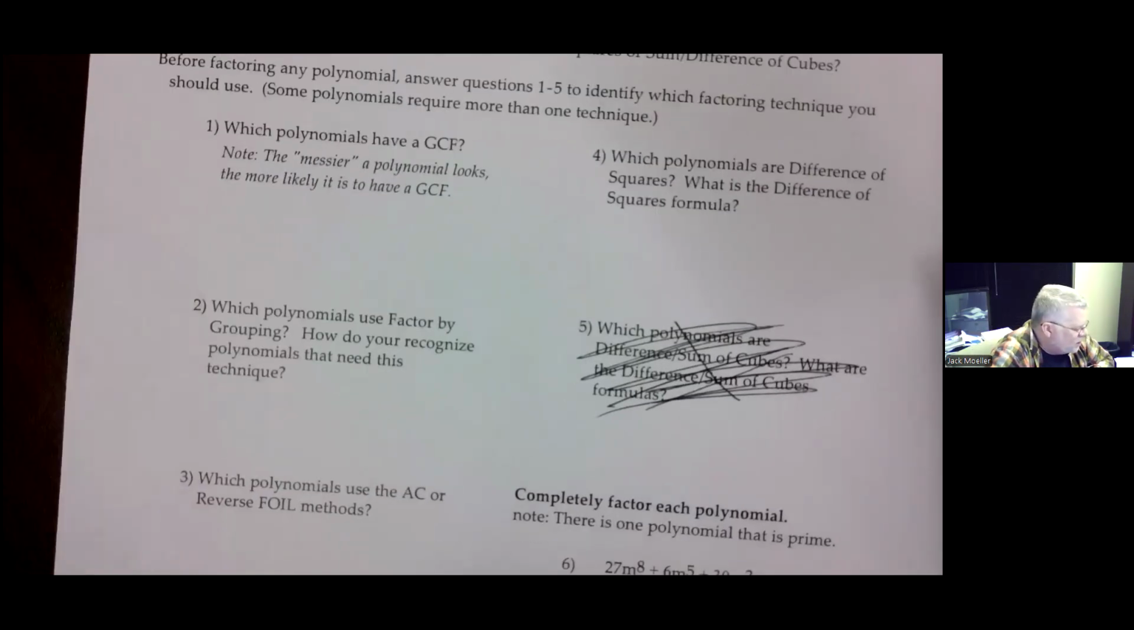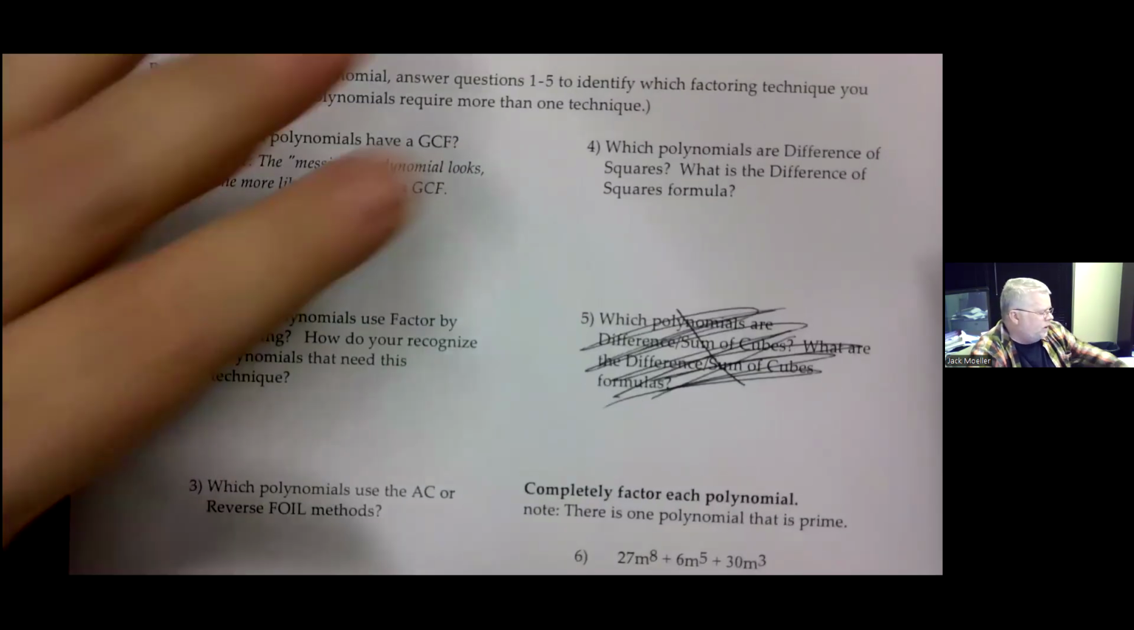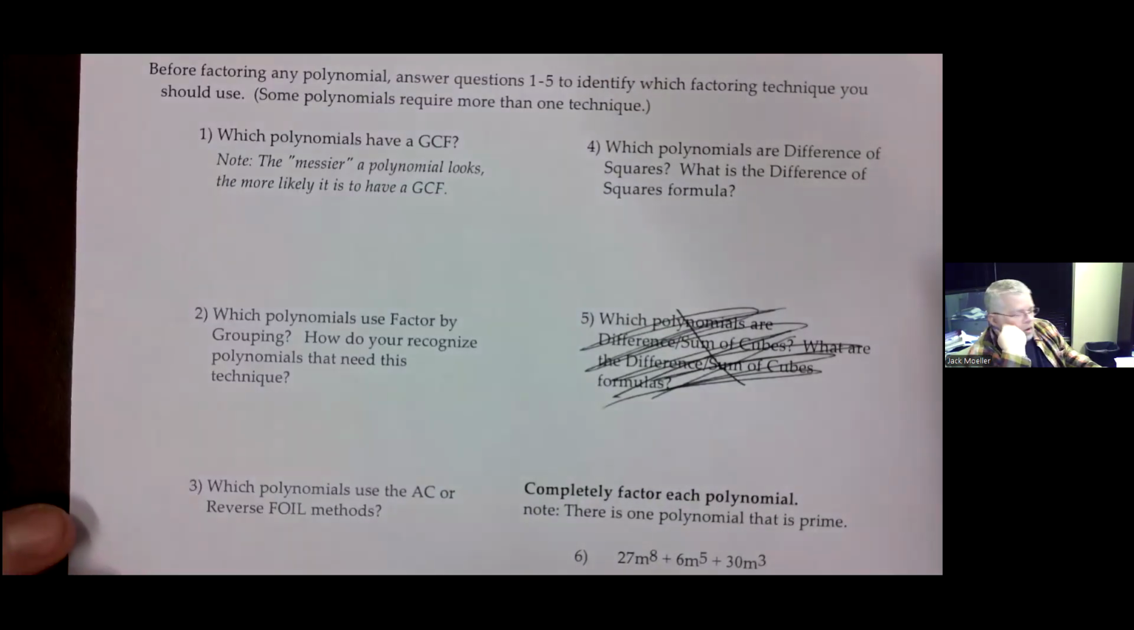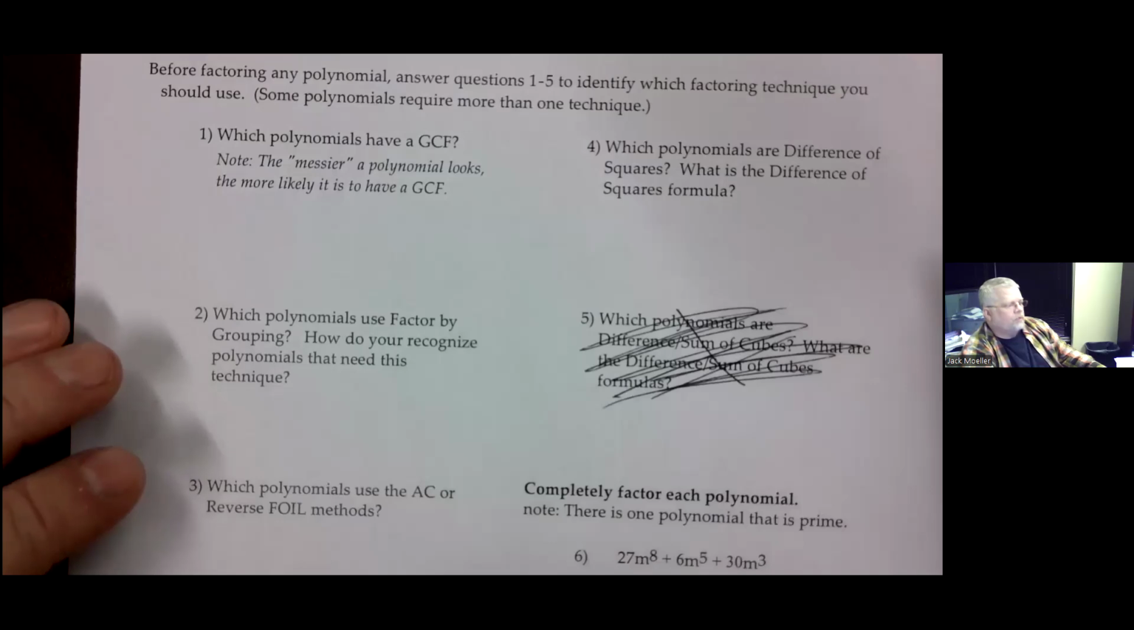That doesn't get used nearly as often as difference of squares. I think we've got more than enough to keep us busy with these other techniques, so we don't have to worry about sum or difference of cubes. If you're going on to trig and calculus, maybe come talk to me and I can walk you through that right quick. It's got its own pattern. If you can factor all the rest of it, you can factor sum and difference of cubes later on if you need to.